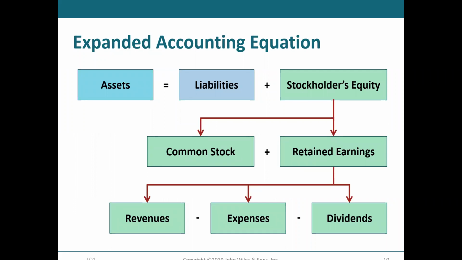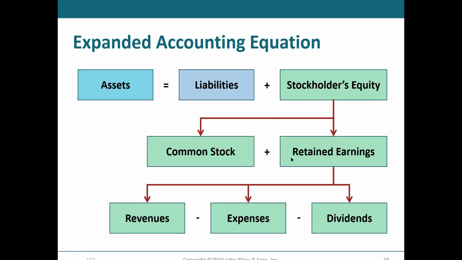Take a peek at the expanded accounting equation. I'm not sure I like this presentation, but we work with it. Assets equals liability plus stockholders' equity. What is included in stockholders' equity? Two components that you're going to see on the balance sheet. You're going to see common stock and you're going to see retained earnings.